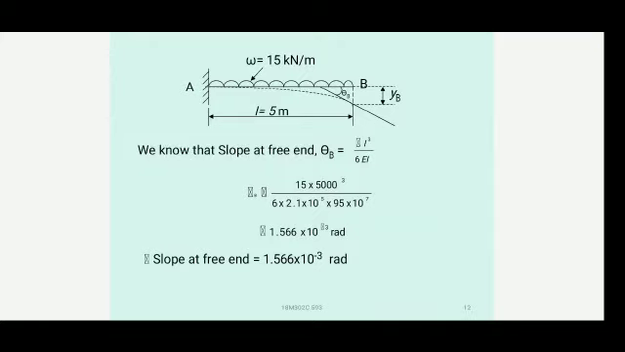We know that the slope at the free end, theta B, is equal to WL cube by 6EI. Theta B is equal to 15 into 5000 cube by 6 into 2.1 into 10 to the power of 5 into 95 into 10 to the power of 7. That is equal to 1.566 into 10 to the power of minus 3 radians. The slope at the free end is 1.566 into 10 to the power of minus 3 radians.